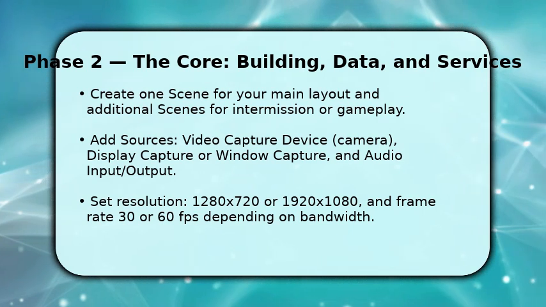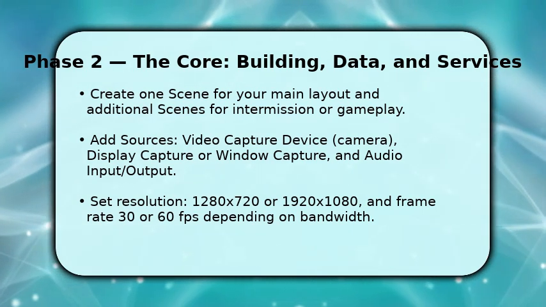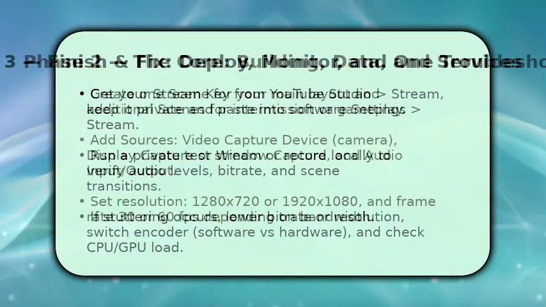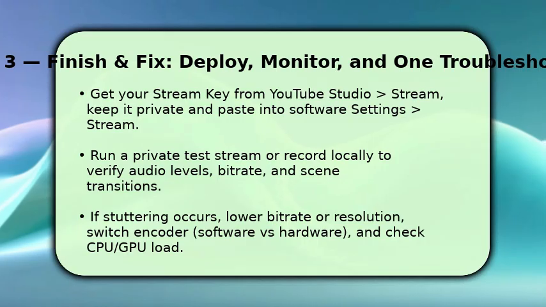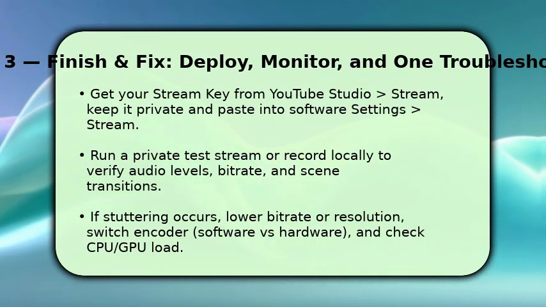Now connect to YouTube. Copy the stream key from YouTube Studio and paste it into your software stream settings. Never share that key. Once connected, do a private or unlisted test stream, or record a local file to confirm audio levels, bitrate, and scene switching.